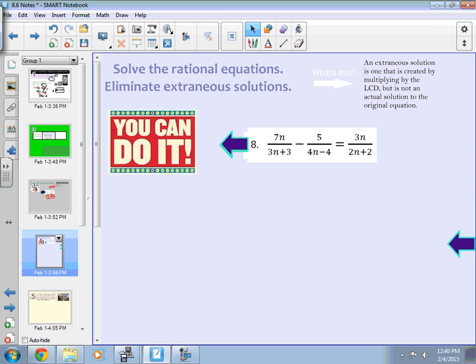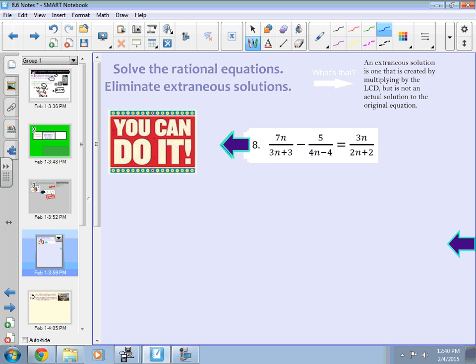Let's try another one. Number 8, we want to solve this one out. Another subtraction problem. You see some pluses and minuses here. We need to factor first. So the first step, go through and factor the whole thing. On this first one, looks like there's a greatest common factor of 3. On the second one, looks like there's a greatest common factor of 4. On the last one, there looks like there's a greatest common factor of 2.